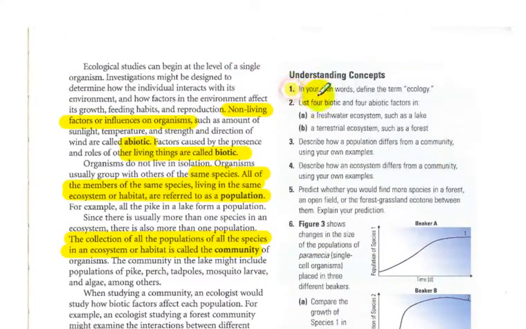So I'd like you to do question 1: define what ecology means, list 4 biotic and 4 abiotic factors in a freshwater system such as a lake and a terrestrial one such as a forest. So you should be able to do that. Describe how a population differs from a community, maybe give some examples. Describe how an ecosystem differs from a community, and again give some examples. We discussed those here. Predict whether you would find more species in a forest, an open field, or the region in between the two, a forest grassland ecotone. I just talked about that, so you should be able to handle that.